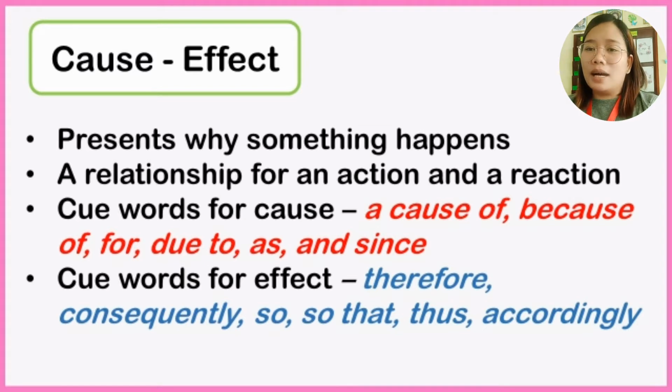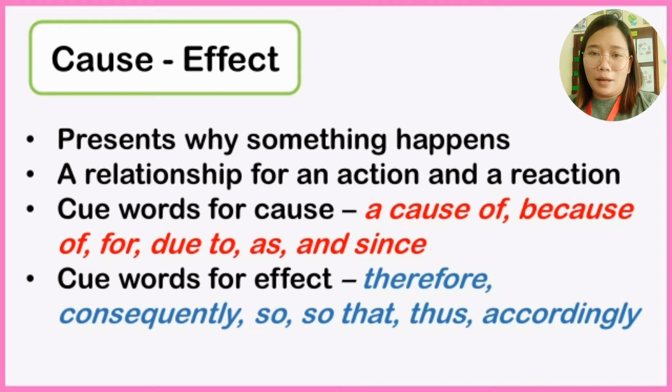Okay, so ito yung mga definition niya. Number 1, presents why something happened. So kapag gusto mong gumamit ng ganitong pattern of development, so cause and effect, gusto mong ipaliwanag bakit nangyayari yung ganitong bagay. So for cause and effect, it is a relationship for an action and a reaction. So, ina-identify mo dito kung ano yung action at ano yung reaction.